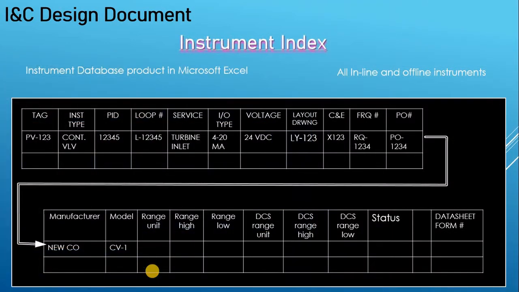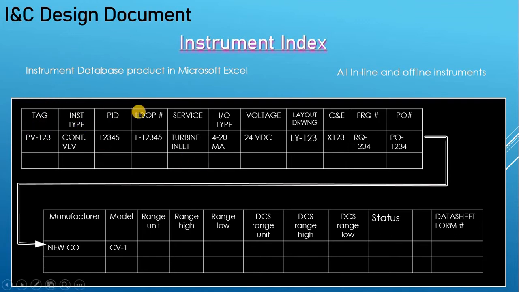The other one, which comes again from the database, is the instrument index. In the index, what we list is all our transmitters and valves. So any instrument that you purchase will be included in the instrument index. Everything inline, offline instrument, it is in the index. Now, when you supply it to your client, it should be in soft copy and hard copy. Soft copy will be mainly in Excel sheet.